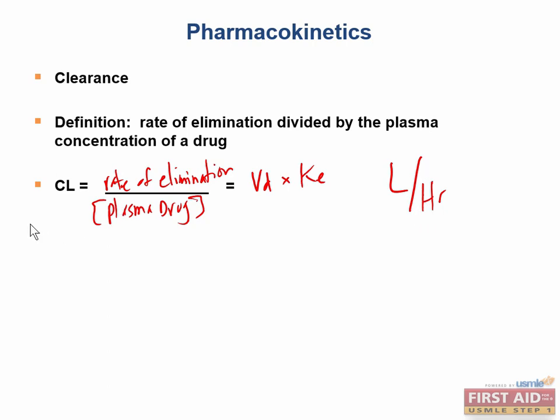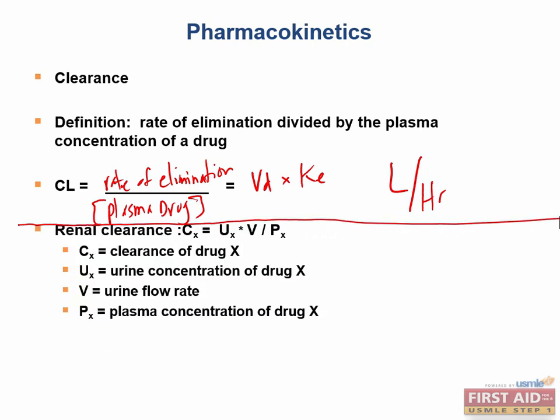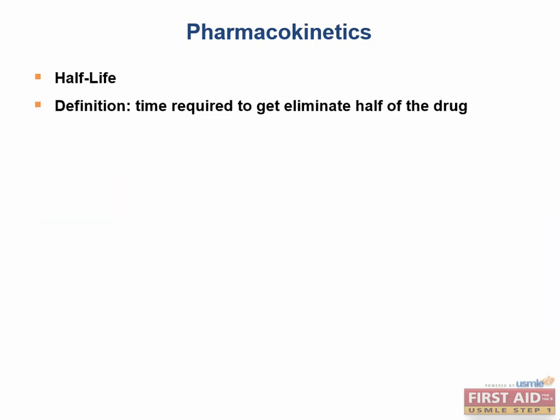On a completely separate side note, I'm going to draw a red line here. We have another clearance equation. There's a related formula that you're going to see in the renal section that also deals with clearance, but this will be renal clearance. Note how this pharmacokinetic clearance of a drug has a slightly different formula than this renal clearance, so be careful on test day.